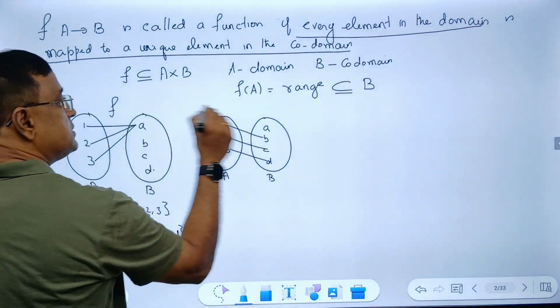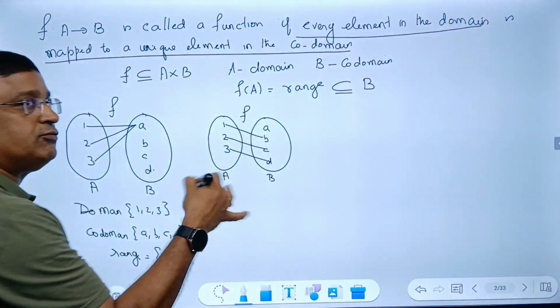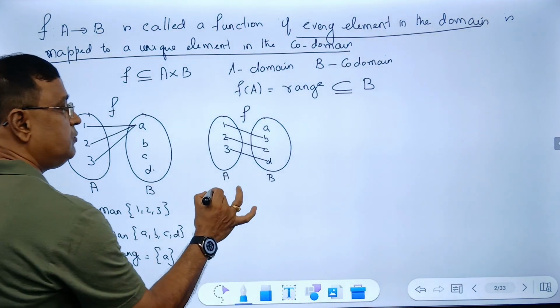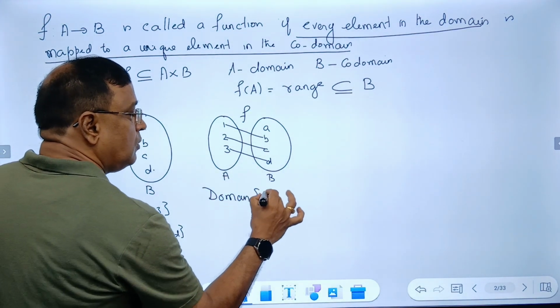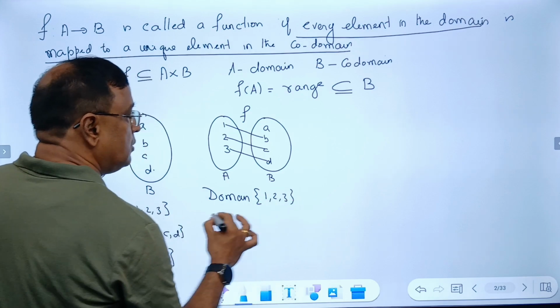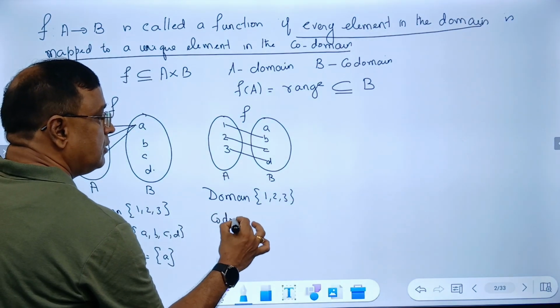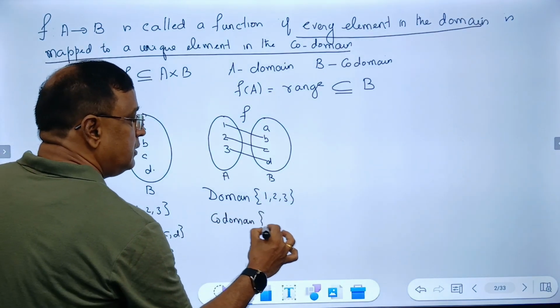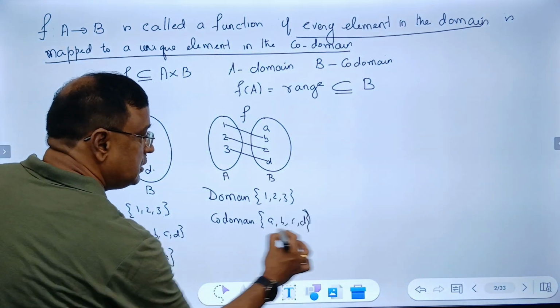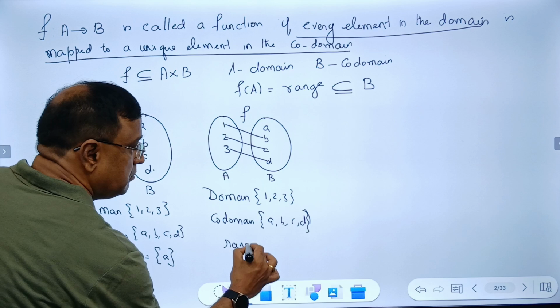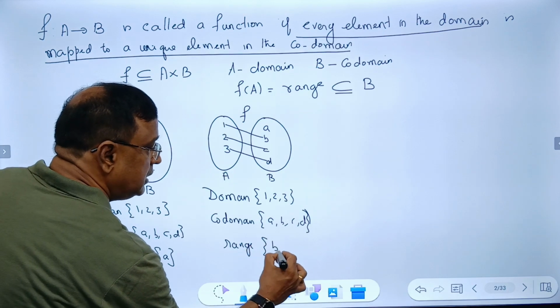I will just represent f so that I know it's a function. So, what is my domain? My domain is 1, 2, 3, no change. What is the codomain? Codomain is A, B, C, D. And what is my range? My range is B, C, D.